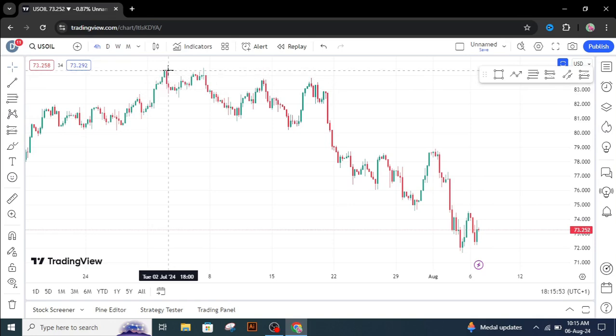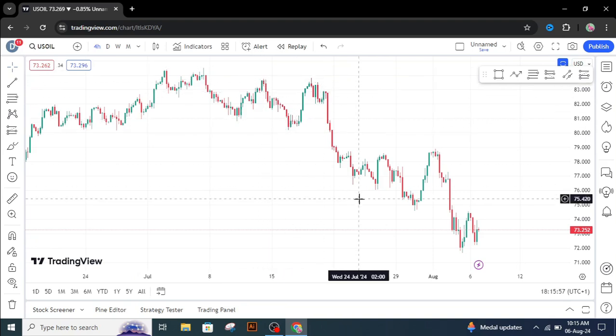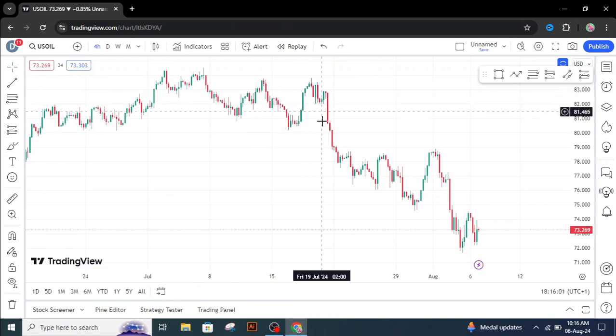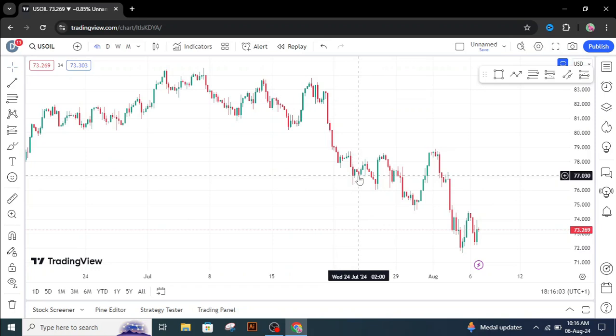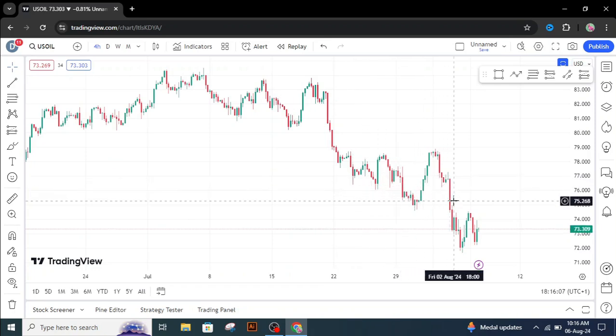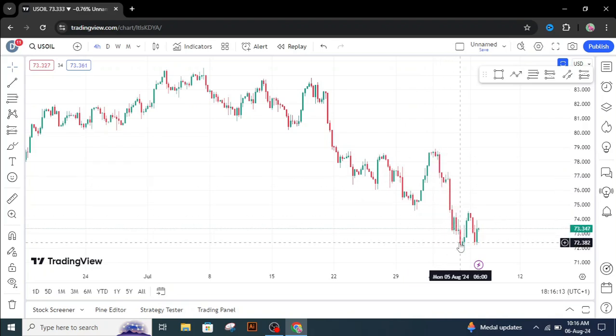So from here, you can see the market drop, retrace, drop, retrace, drop. All the way from here, this is July, all this move to the downside. All this movement is July, then August starts from here. This is August drop.